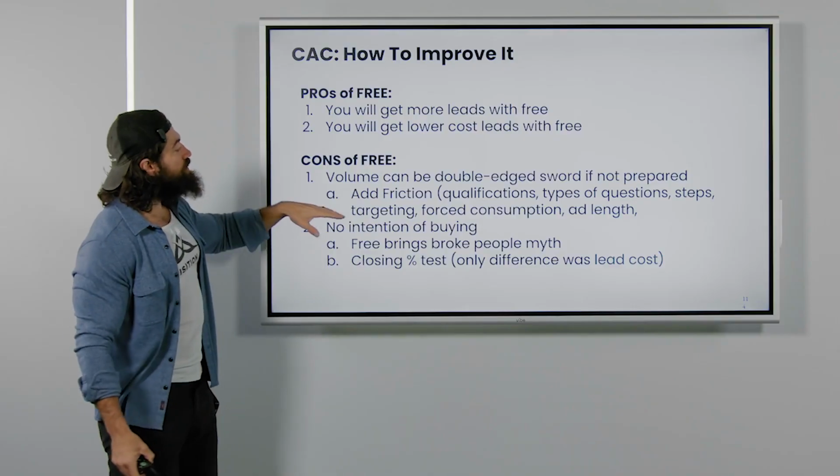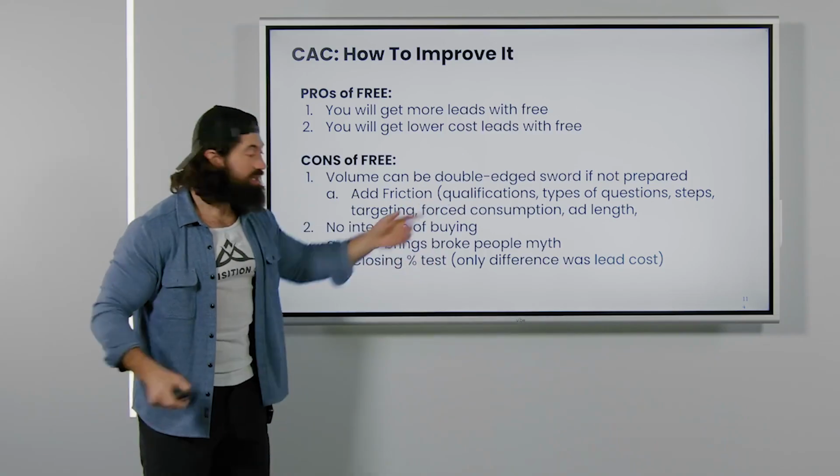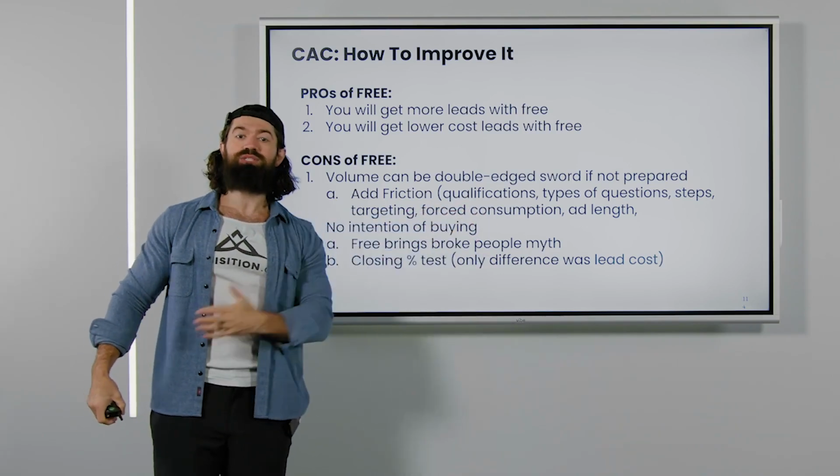And so what you then do is you can add friction. You give something away for free and then add friction. You can add qualifications, which could be types of questions or the number of steps in a process. The targeting you do is also another form of friction. You can force them to consume stuff prior to taking another step. You can increase ad length. These are all things that you can do to increase friction. All right. So if you're writing this down, these are the steps you can take to add friction to any advertising process.